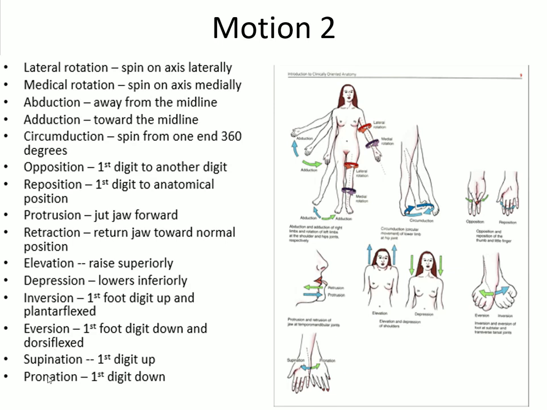Supination, first digit up, so sup bowl. Pronation, first digit down. So look at these images to help you see eversion, inversion, opposition, reposition, circumduction, 360 degrees, lateral rotation, medial rotation, abduction away, adduction into. Same here, abduction, adduction, supination, holding a bowl of soup, pronation, the opposite.